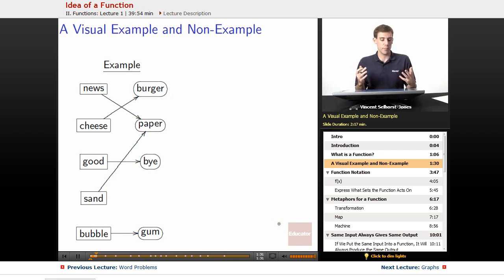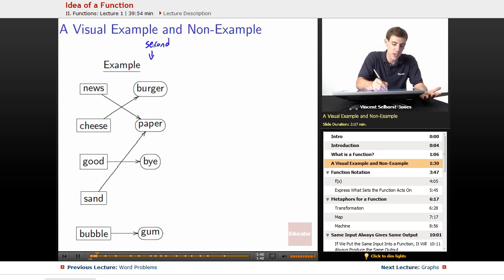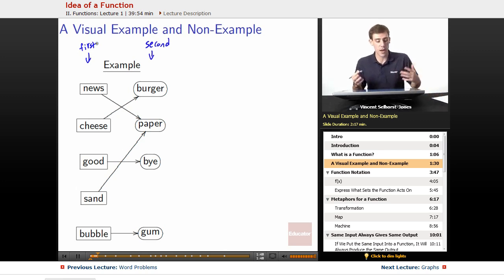Here's a visual example for it. We could have something where all of the squares are our first set, and all of the round things on this side are our second set. So the second set would be the second column, and the first set would be the first column. We say news, the function gives us paper. We say cheese, the function gives us burger. We say good, the function gives us buy. We say sand, the function gives us paper. We say bubble, the function gives us gum.